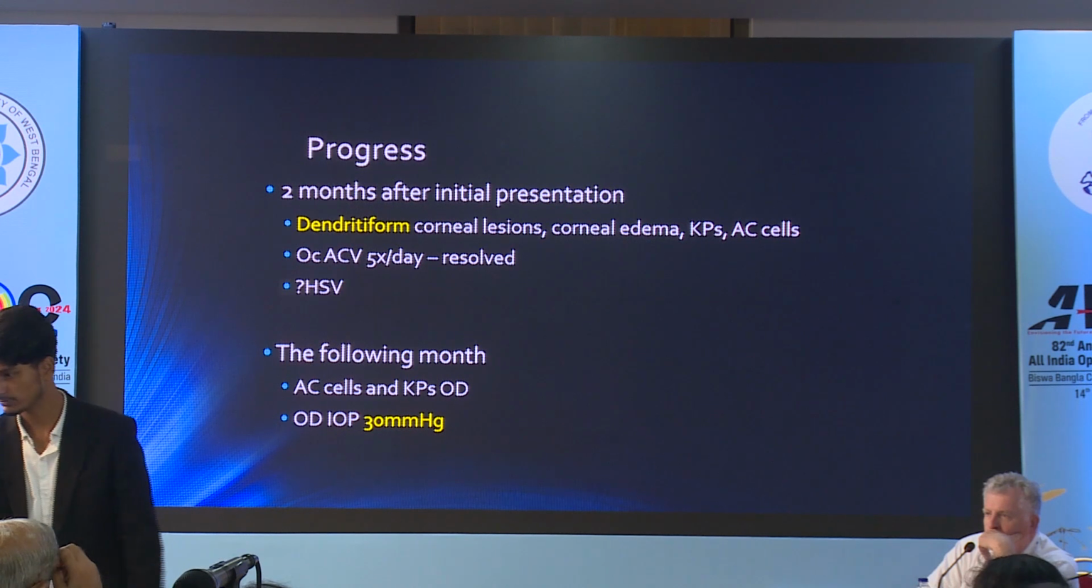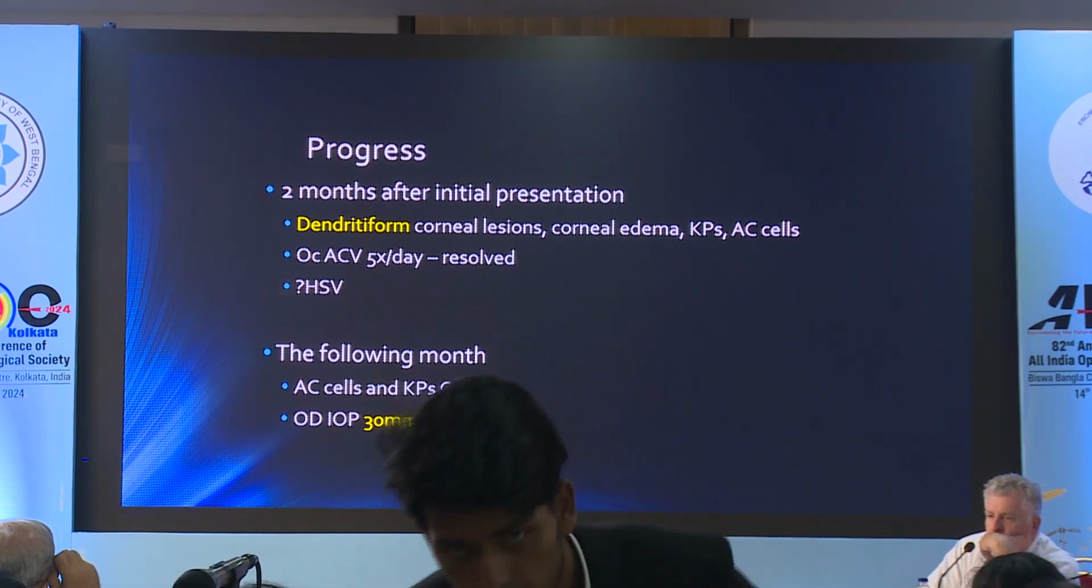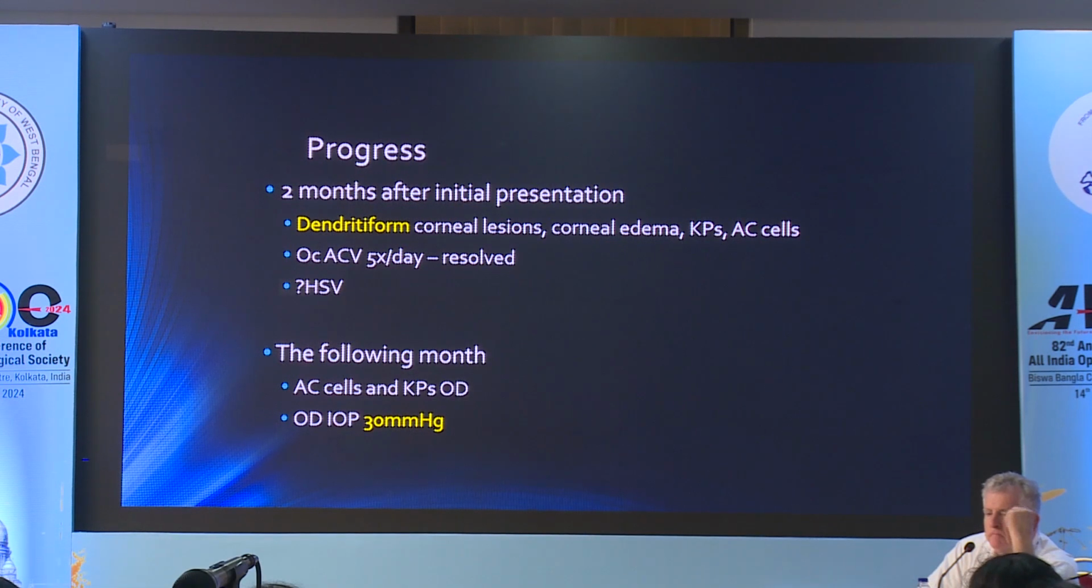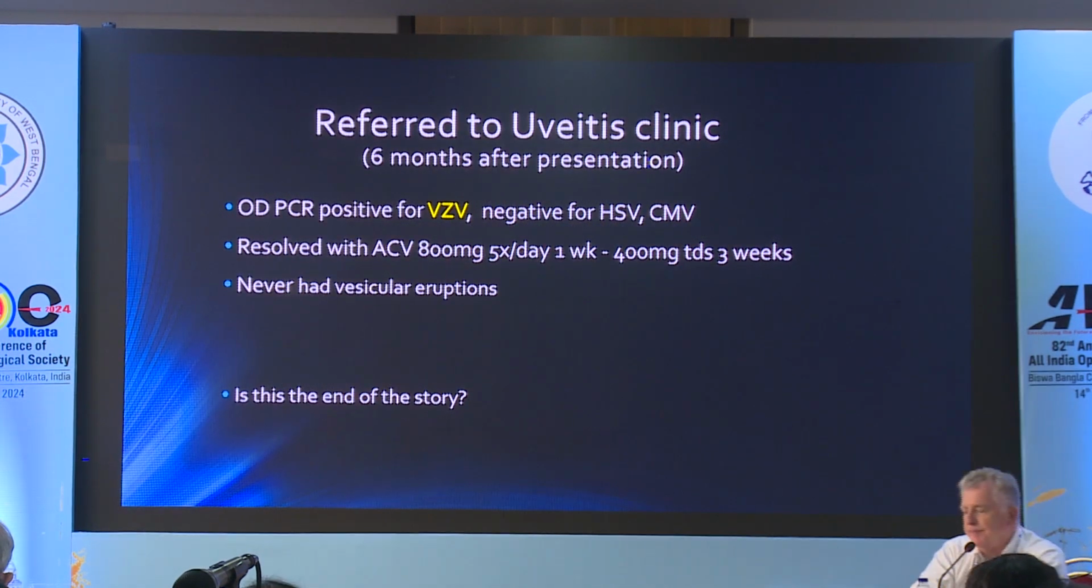He was treated again by the general ophthalmologist with acyclovir 5 times a day, and it responded well. So in the case notes it was written, query HSV keratitis. The following month, he came back. This time, the pressure had gone up again. It was 30. He had cells, and he had keratic precipitates. So at this time, he was referred to the uveitis clinic. That's 6 months after his initial presentation.